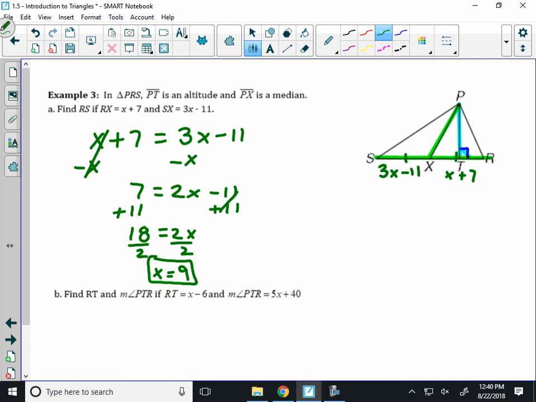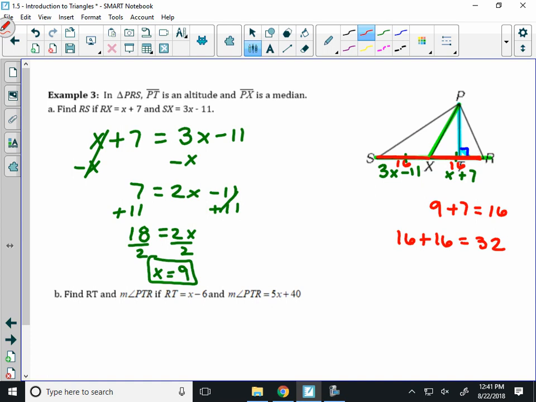X plus 7. So we're going to take 9 and plug it into x plus 7. 9 plus 7 is what? 16. So this whole segment right here is 16. But what do we know about this whole segment right here? It's also 16. They're the same. So both of those are 16. What's the distance of that entire line? What is it? 32. Just do 16 plus 16. And that gives you 32.